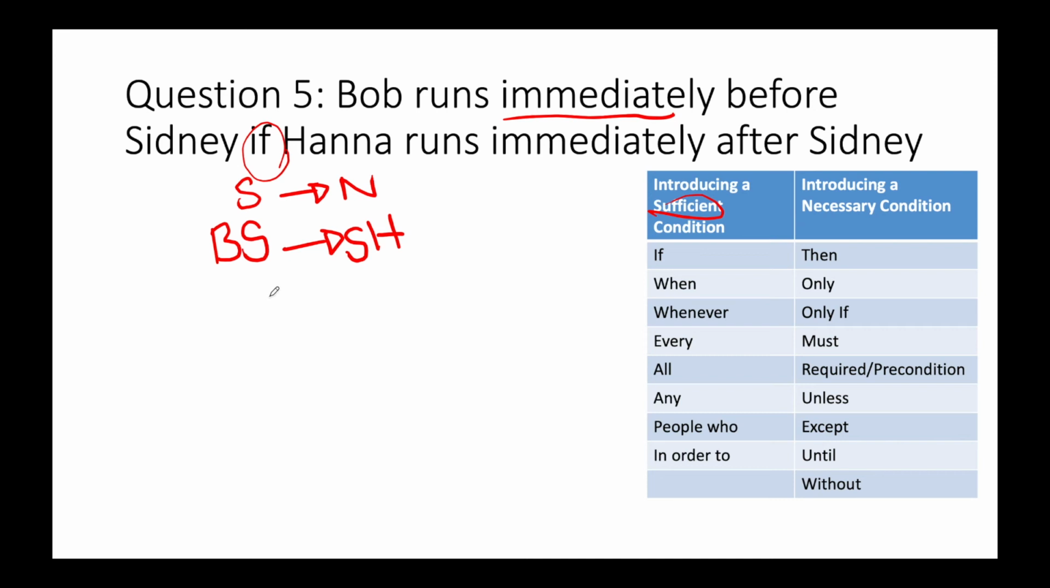So this is an interesting one because we can see that Sydney is part of the sufficient group as well as the necessary group. And we said that if sufficient is happening, necessary is definitely happening. So if this is true, we can actually write it like this. If Bob runs immediately before Sydney, and we know our necessary condition is that Hannah runs immediately after Sydney, we know based on our sufficient that Sydney is running after Bob. So we know Bob is somewhere here.